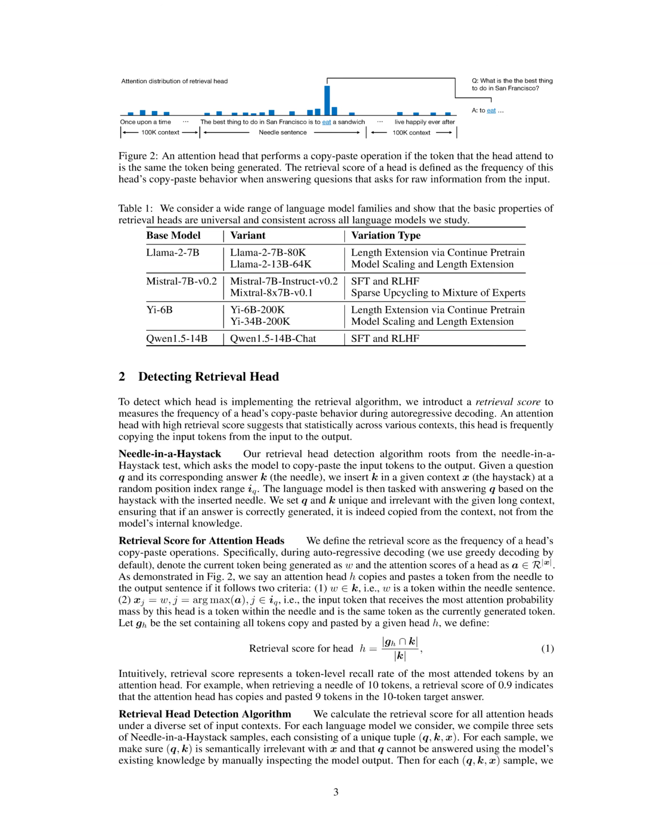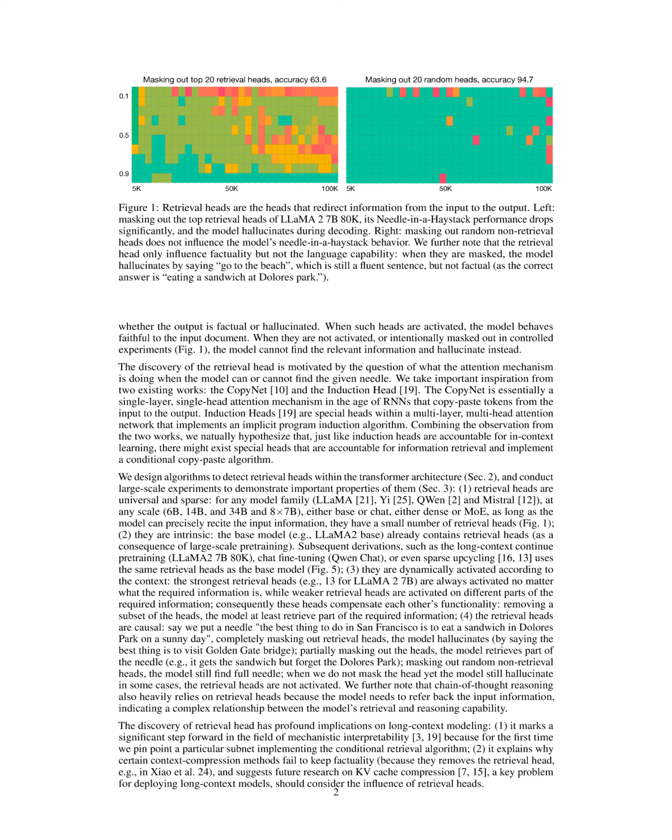During autoregressive decoding, the current token being generated is denoted as w, and the attention scores of a head are denoted as a bold A in R^{|x|}. An attention head is considered to be copying and pasting a token from the needle to the output sentence if it satisfies two criteria. 1. The current token w is a token within the needle sentence, and 2. The input token that receives the most attention probability mass by this head is a token within the needle and is the same token as the currently generated token.